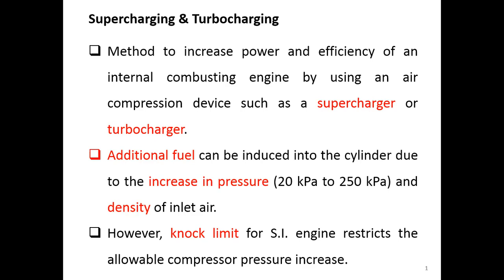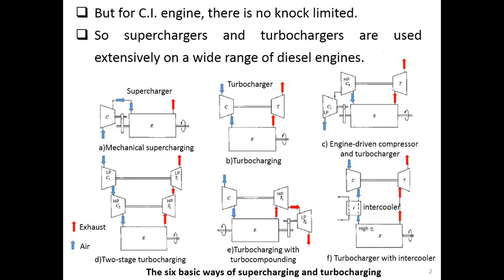But for the CI engines, the diesel ones, there is no knock limit, because in the CI engine we have no spark plugs. The ignition happens because of the compression. It's different from the SI engines. So when using turbochargers or superchargers in CI engines, there is no limit on this. So they both are used extensively on a wide range of diesel engines.